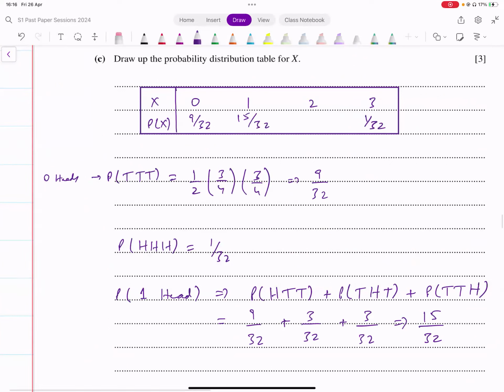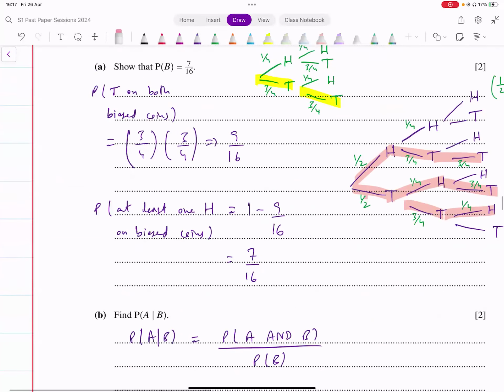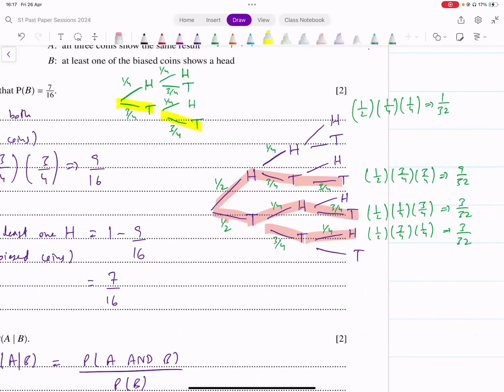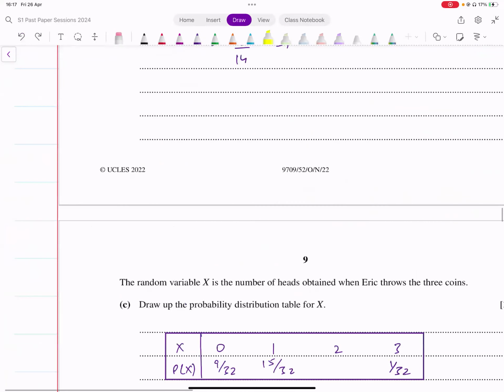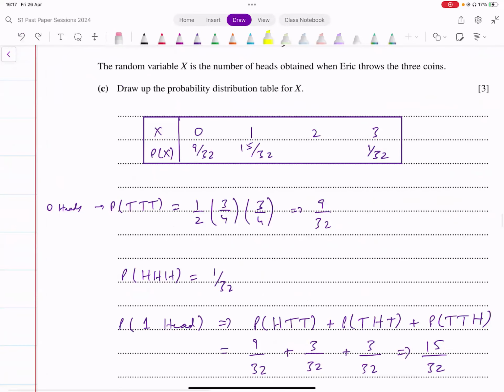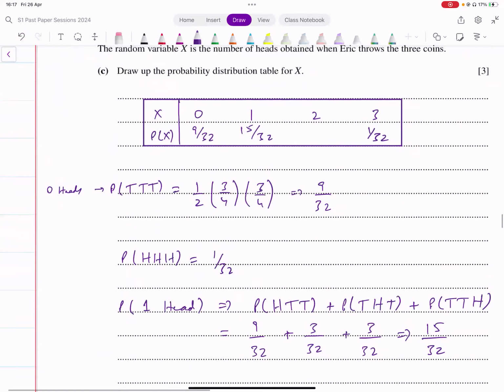Let's write that down as well. And now you can calculate this one separately, if you want. You can find this case, HHT, HTH, and THH. Or if you're sure about your first 3 calculations, you can just subtract all of these numbers from 1. You can find the remaining one by subtracting these from 1. Let's see what that turns out to be.